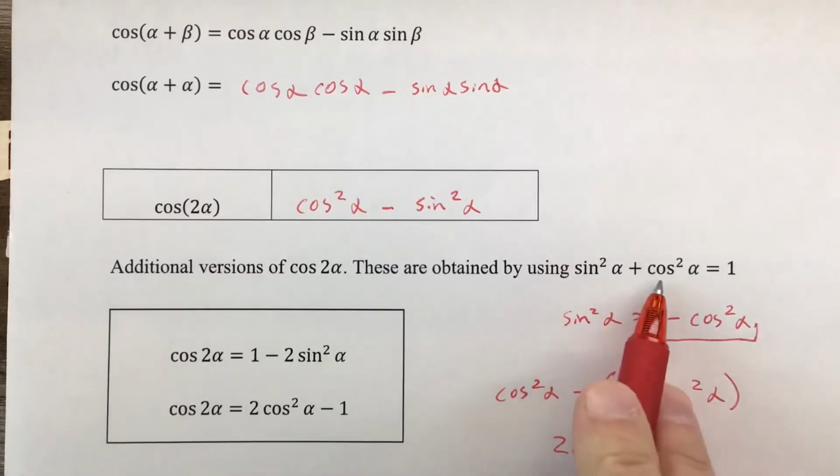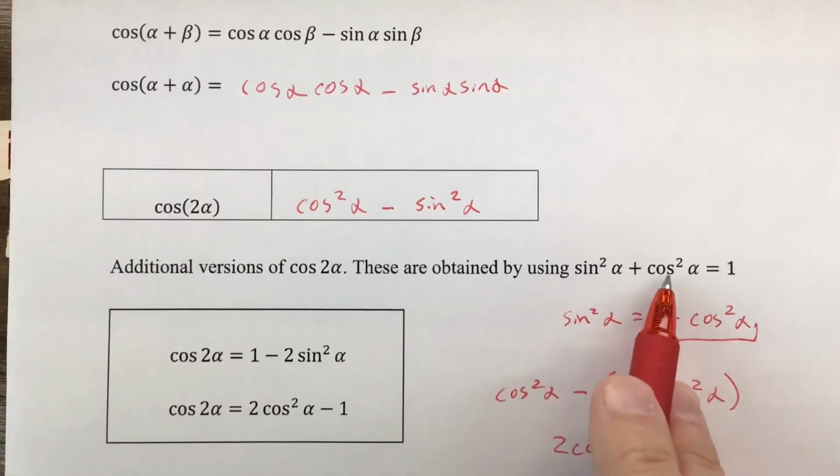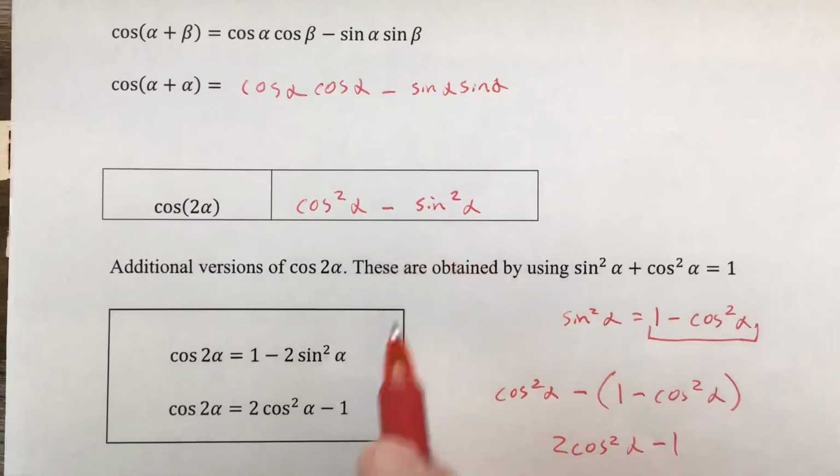So using the Pythagorean identity and solving for either the sine squared alpha or cosine squared alpha, we can substitute into this and create new formulas.